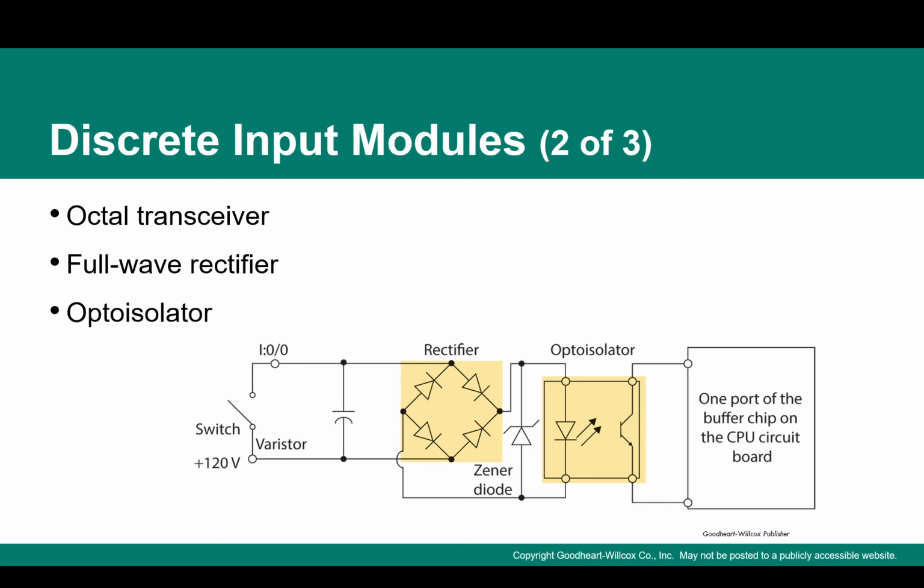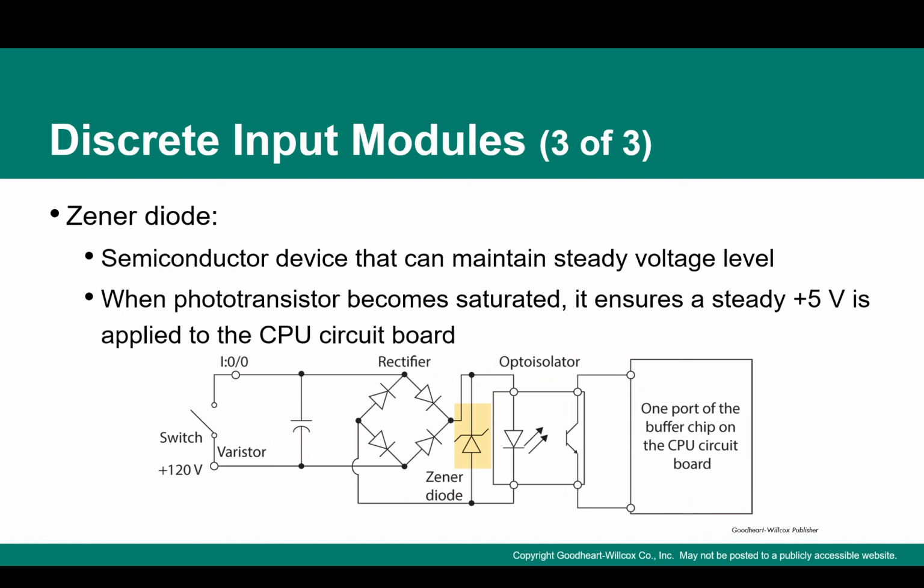Again, we're talking about the discrete module. As I explained here, it's a rectifier and an opto isolator. The term octal transceiver means eight inputs and outputs. Okay, this is a full wave rectifier, and this is an opto isolator. Further explaining how we can get high voltage inputs in a PLC system. Let's go to the third one. Again, it's talking about the Zener diode, and in this case, the Zener diode is plus 5 volts.